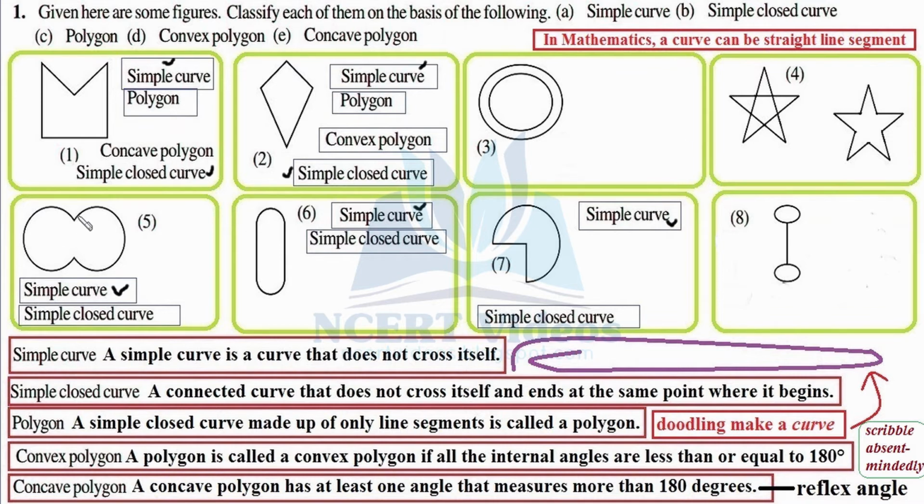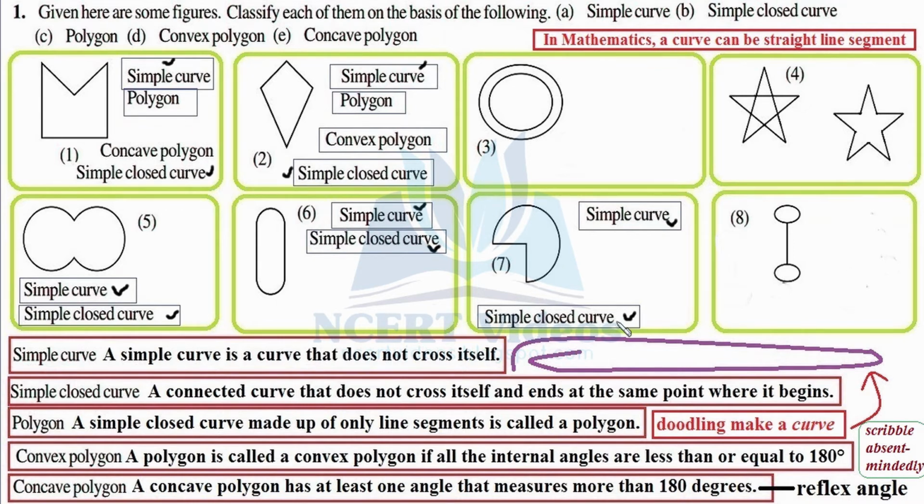In figure 5, the final point will always meet its initial point. Therefore, it will be a simple closed curve. Same is the case with 6th. Therefore, it will be a simple closed curve. Because take any point, you start from here and you reach the same point and it is closed. Figure number 7, the same thing, it is a simple closed curve. Let's start from here, you draw like this. Your initial point was here and when you end up, the final point is the same as the initial point.